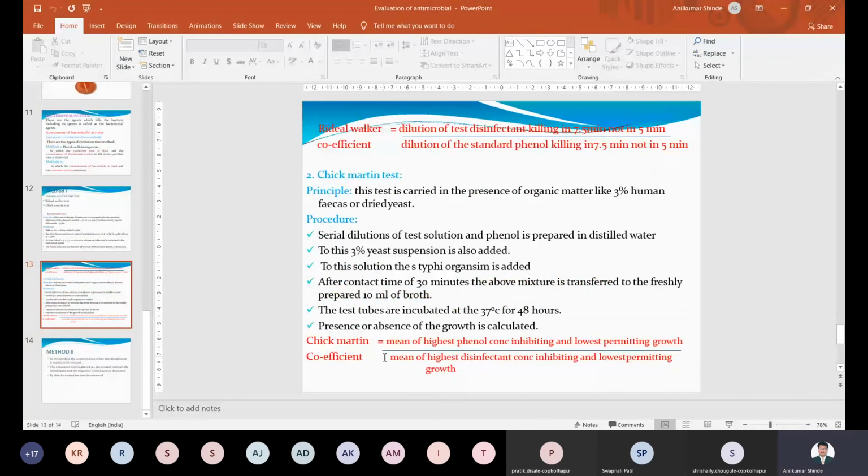So the Chick-Martin test: the highest final concentration inhibiting and the lowest permitting dose. That means at which concentration the organisms are killed and at which concentration they are not killed. We can determine this with phenol and the test divided by the test.